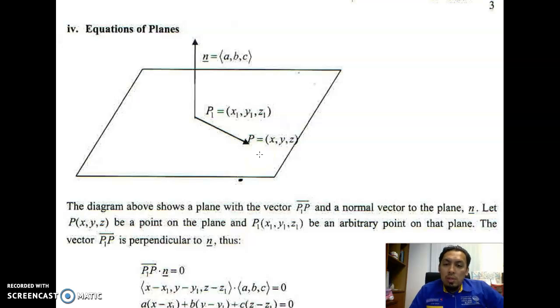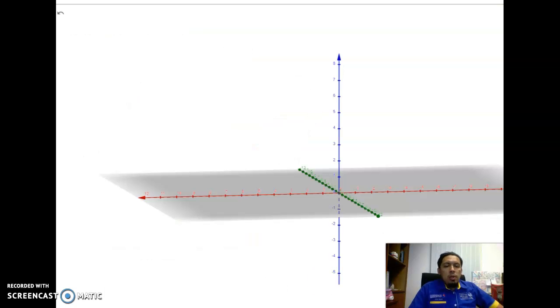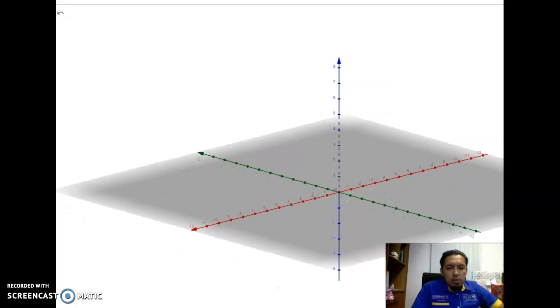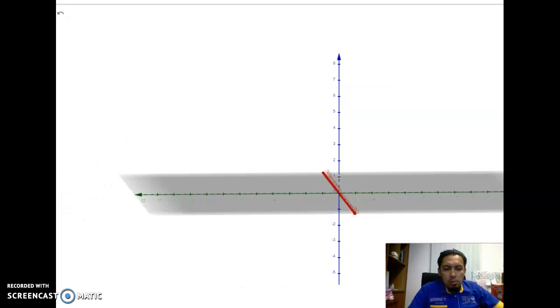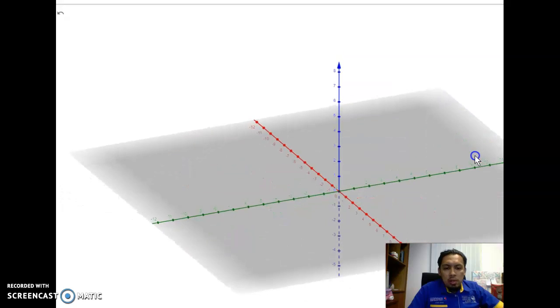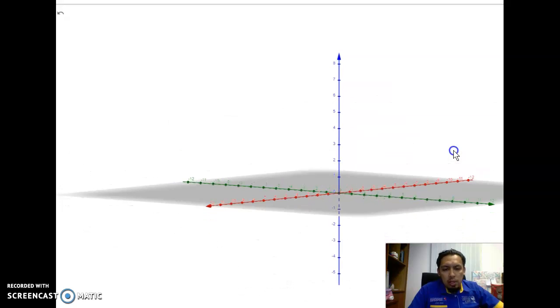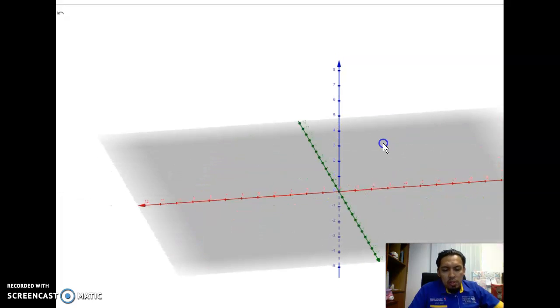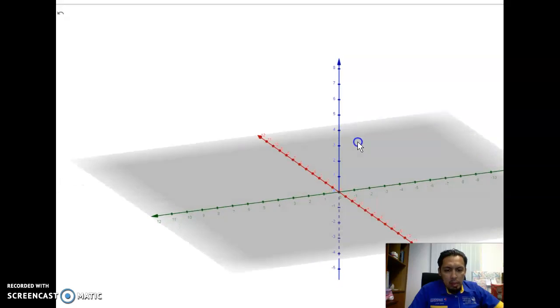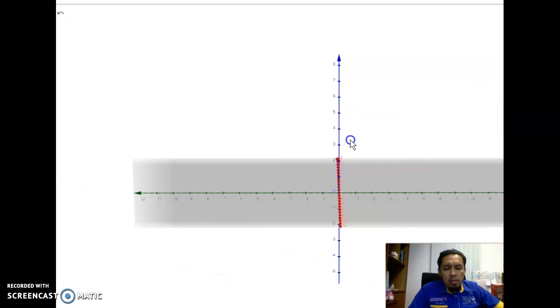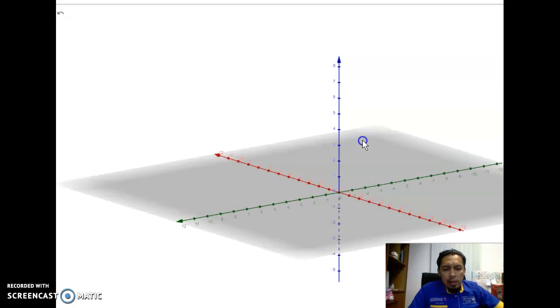Okay, so let's try to look at it graphically to understand what it really means by equations of planes. Now let's look at this. If you just look at this empty 3D chart, the three-dimensional chart, you see that there is a kind of surface here. This surface is known as a plane. This is actually the plane for the x and y axes.